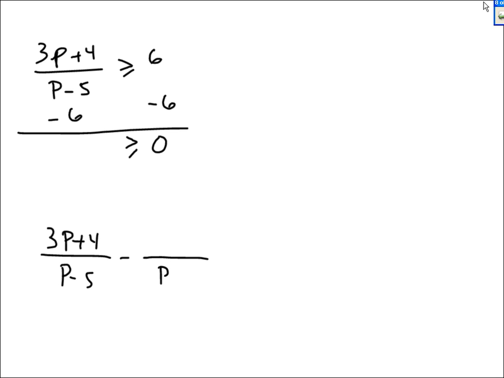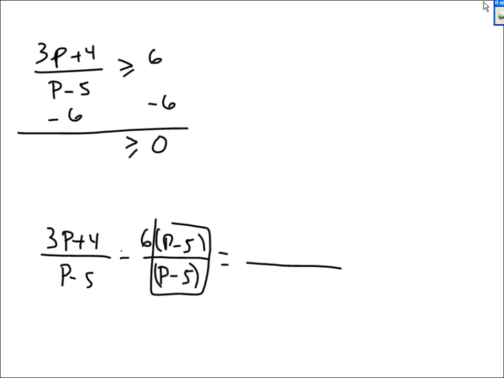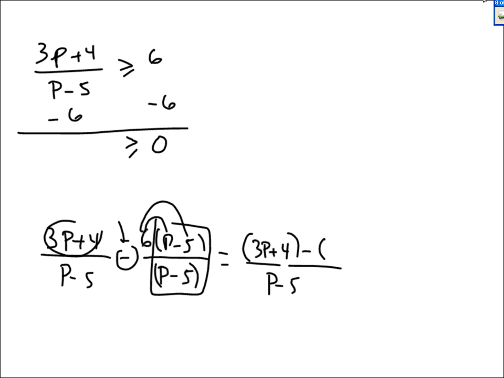Now, how am I going to write the 6? Well, if I have p minus 5 in the bottom, I have 6 times p minus 5 on top. So I'm subtracting, the bottoms are the same, keep them. The tops are 3p plus 4, minus 6p, take away 30.